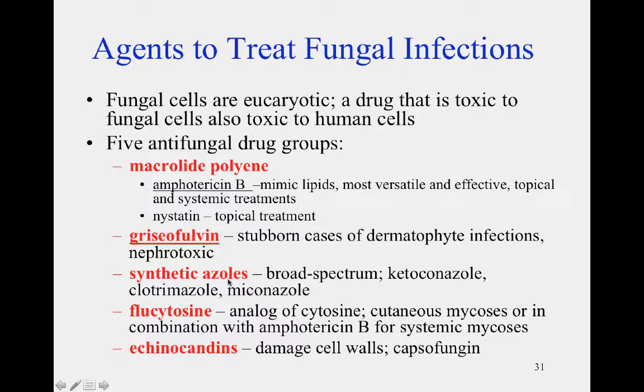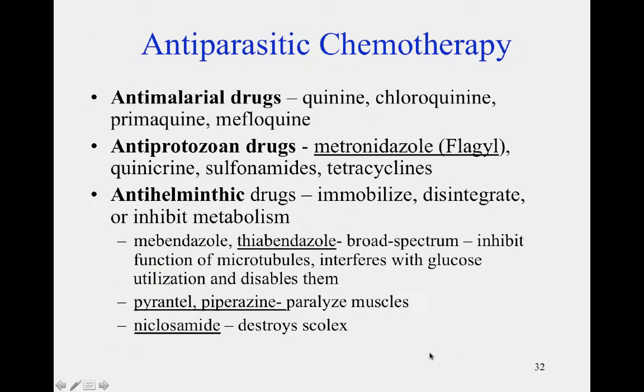And then we have some azoles, which are more broad spectrum. Flucytosine, which can be used to treat some of those stubborn systemic diseases, and then the echinocandins, which work to target the cell wall rather than the cell membrane. So caspofungin is an example of one of these.